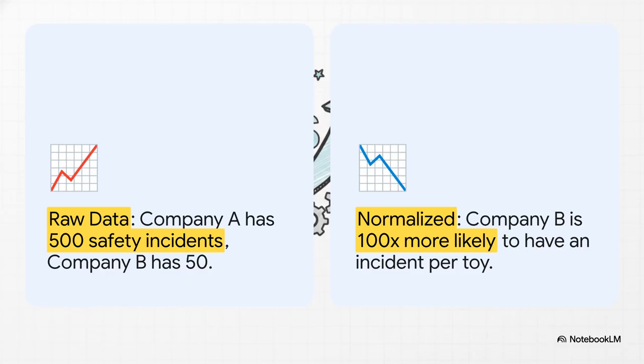And this is where it all just clicks into place. So look at the raw data here. Company A looks terrible, right? 10 times worse, 500 safety incidents compared to Company B's 50. But the moment we use our activity metric, annual production, to normalize that data, the story completely flips on its head. Company B is actually far less safe on a per-toy basis. Now that is the kind of critical insight that is just impossible to see without context.